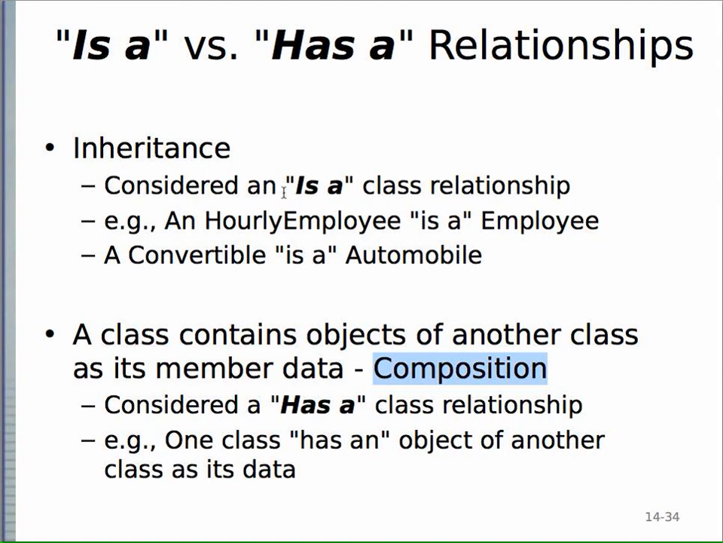So inheritance is considered an is-a relationship, that is, an hourly employee object is an employee object too. The book goes over some other examples: if you have automobiles and convertibles, a convertible is an automobile, but not all automobiles are convertibles. Similarly, not all employee objects are hourly employee objects. So you can use an hourly employee object where you need an employee object, but not the other way around.